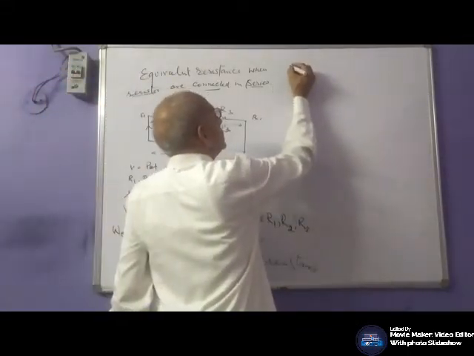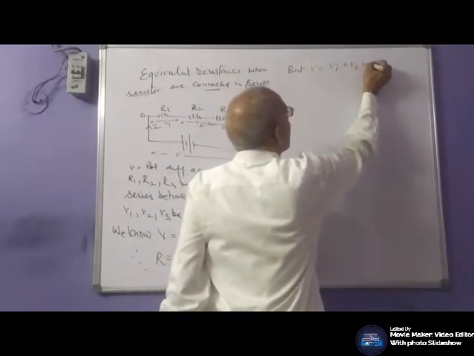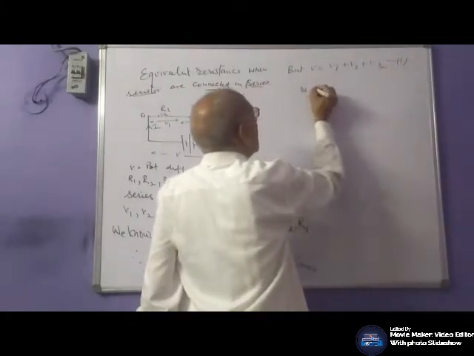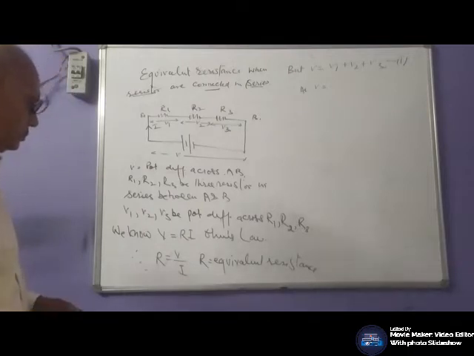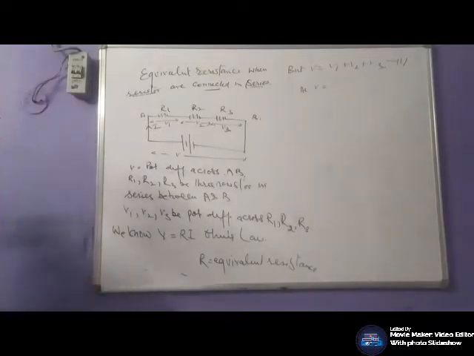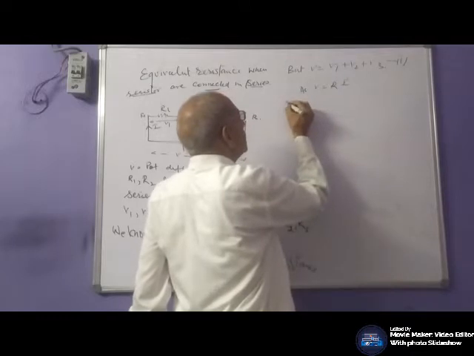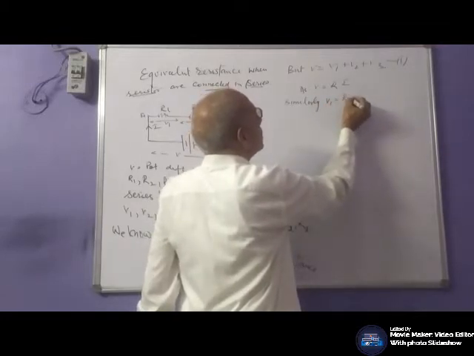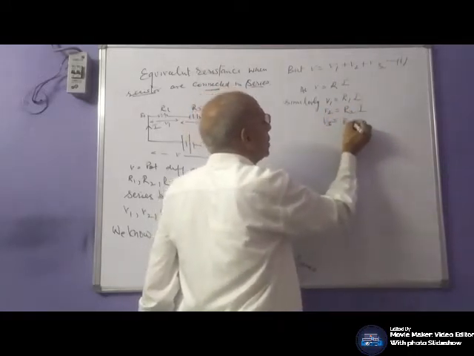Similarly, V = V1 + V2 + V3. As V is RI, similarly V1 = R1I, the current is the same, V2 = R2I, V3 = R3I.